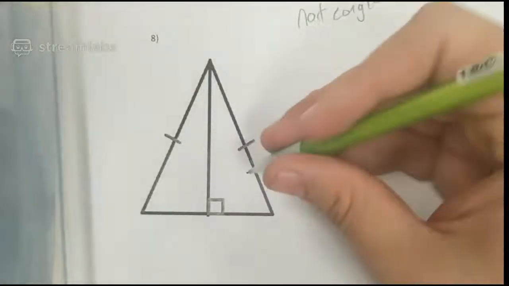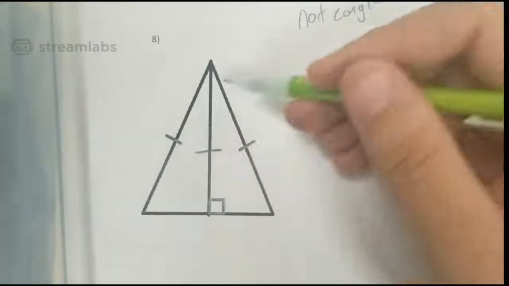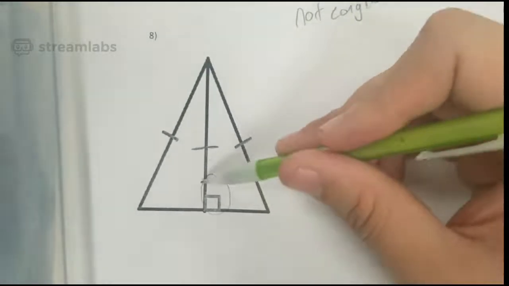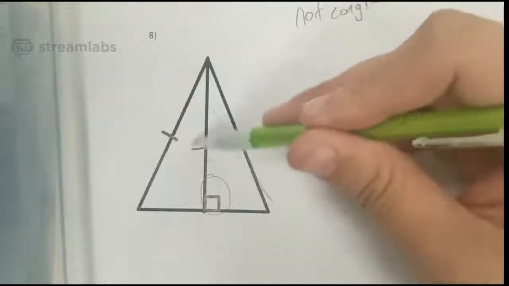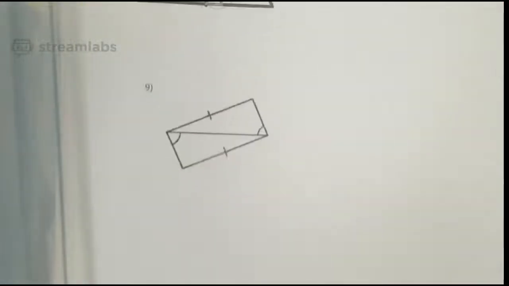Over here, we have the middle part right here. So that's going to be side, side, angle. Side, side, angle is not an answer. But because this is a right angle, we have a hypotenuse and a leg, so that's HL, hypotenuse leg.